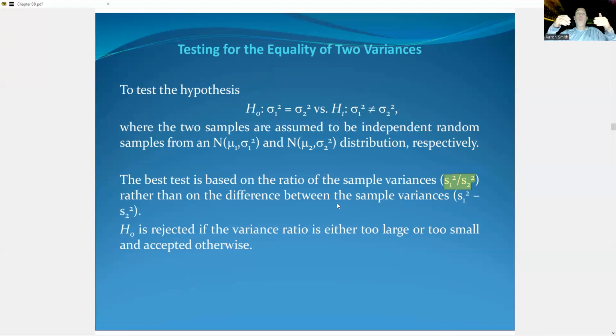Previously, the idea was if the difference of subtraction was close to 0, we conclude that they're the same. For this one, if the ratio, the fraction, is close to 1, we conclude that they're the same. So if this ratio is very large or very small, we reject the null hypothesis in favor of the alternative. If this is close to 1, we fail to reject the null hypothesis.